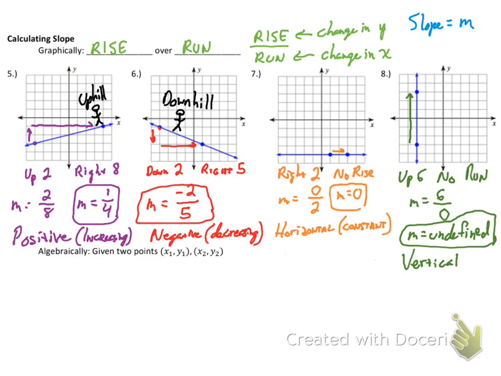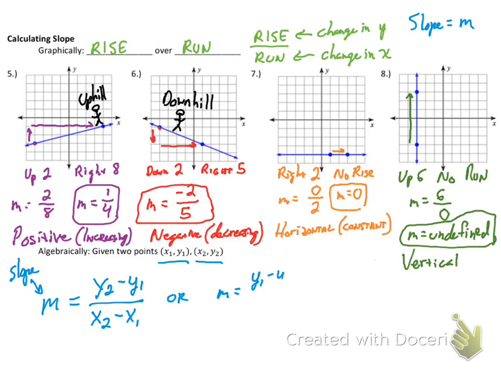Now, not every problem is going to give you the graph. Sometimes it's just going to give you 2 coordinates. So if you want to find the slope based off 2 coordinates, the formula for that, so slope, remember that's m, the slope is equal to the change in y, so y2 minus y1, over x2 minus x1, okay? Or you could do y1 minus y2 over x1 minus x2.